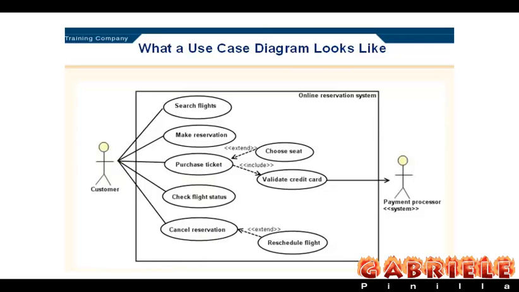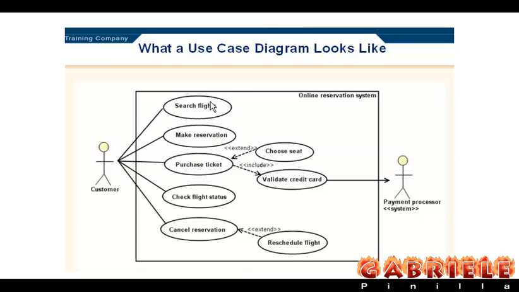And here's an example of a use case diagram. This diagram is for an online reservation system for making travel arrangements. And I just want to point out the basic elements. We have a rectangle here, and that represents the system. And you see it's named Online Reservation System. Our actors are represented by stick figures, and those are also labeled with the role of that actor. So we have the customer, and over here we have a payment processor, which is indicated to be a system.